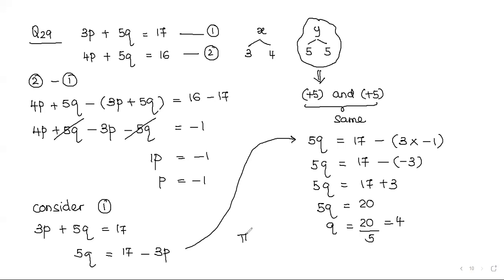So then you can conclude your answer. Therefore, p is equal to -1 and q is equal to 4.